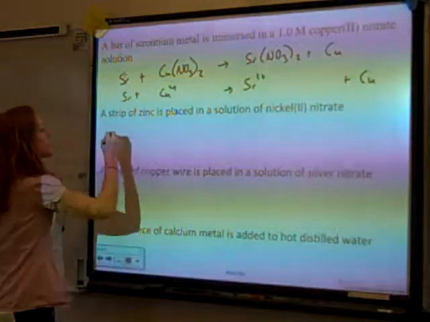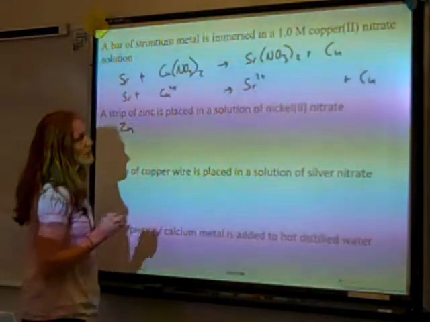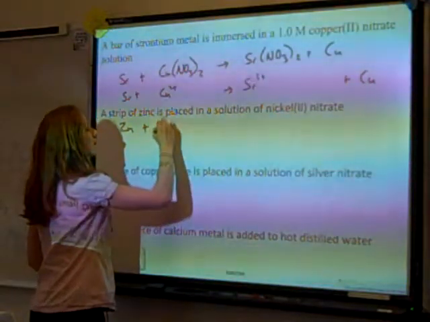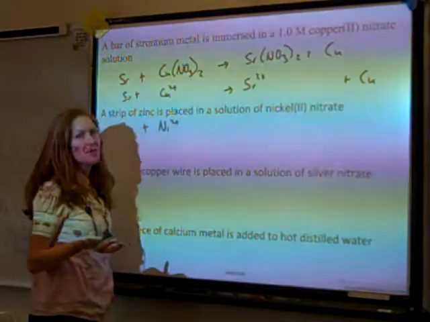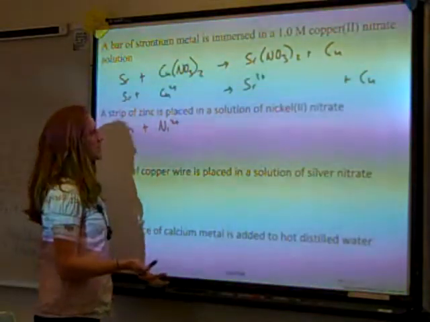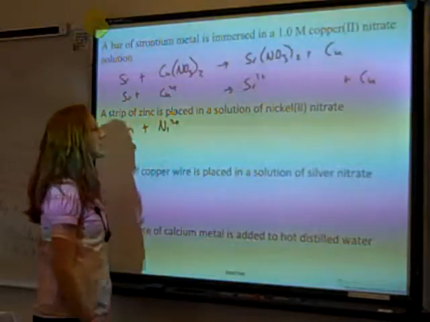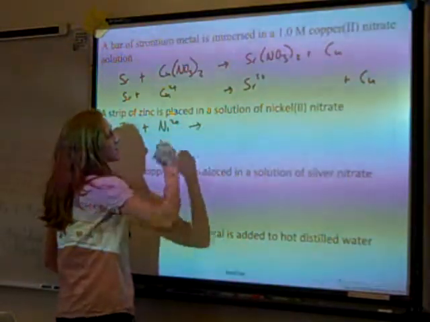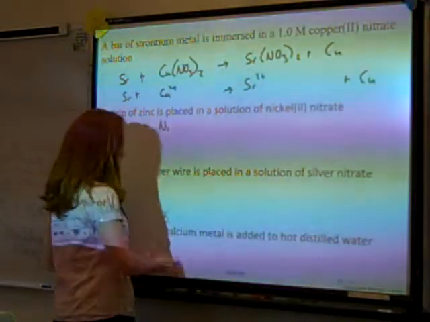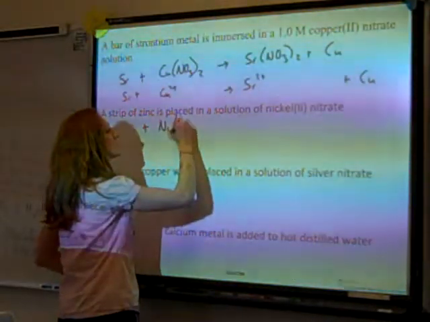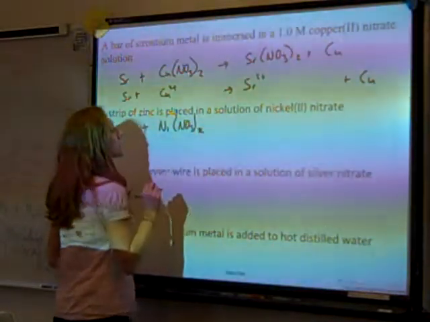The next one, I have a strip of zinc. It's placed in a solution of nickel 2 nitrate. This time I'm going to write Ni2+. The nitrate's always soluble, so it's not going to do anything. It's going to be a spectator. We can include it, because I think it might be easier for us to see it. So we're going to say nickel 2 nitrate, NO3 with a 1-. So there's 2 nitrates.